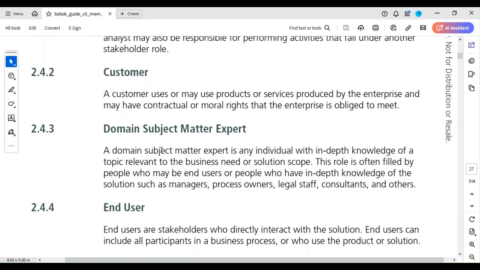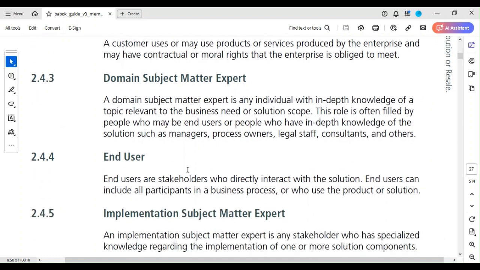Domain subject matter expert, very important personalities in business analysis or in any project. A domain subject matter expert is an individual with in-depth knowledge of a topic relevant to the business need or solution scope. When you are gathering requirements, your SMEs are very important. In fact, they are the king. This role is often filled by people who may be end users or people who have in-depth knowledge of the solution, such as managers, process owners, legal staff, consultants, and others.